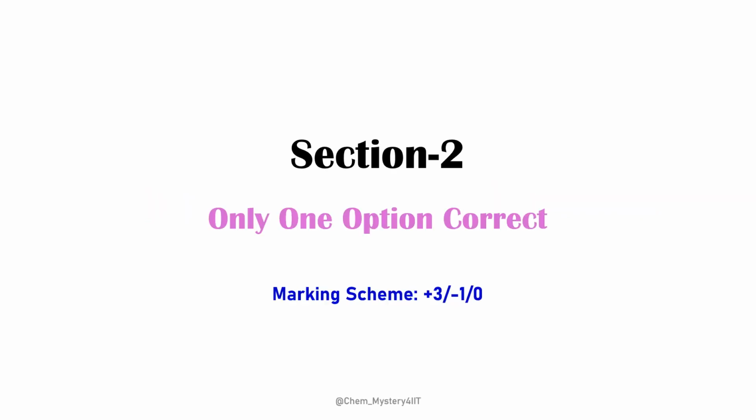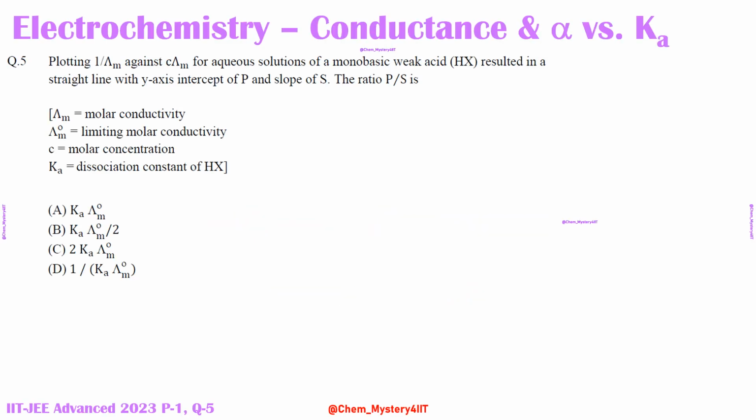So this was section 2, which was only one option correct, marking scheme plus 3 minus 1 0. The question was with respect to a curve for 1 by lambda m, which is molar conductance at a given concentration C, was plotted with respect to C, that is concentration in molarity, multiplied by molar conductance lambda m for some aqueous solution of mono basic weak acid HX.